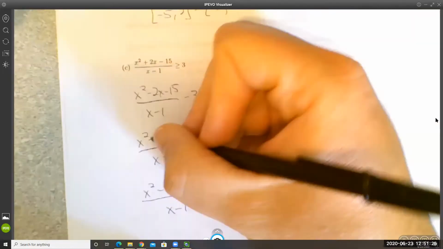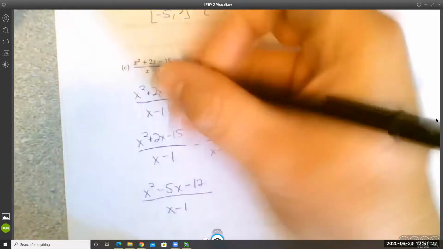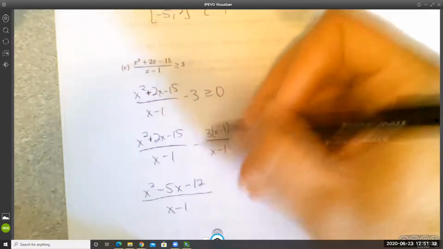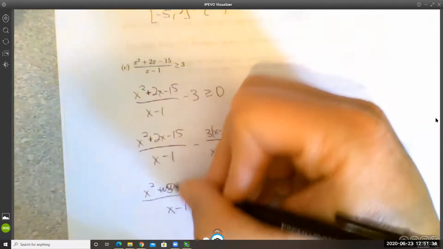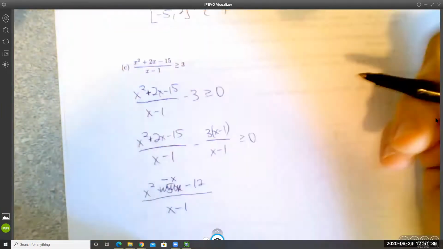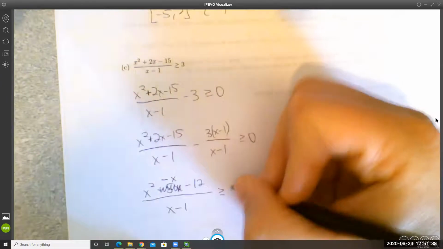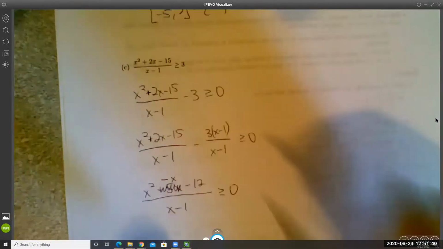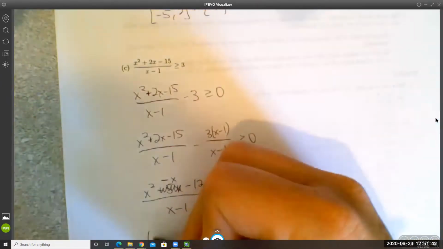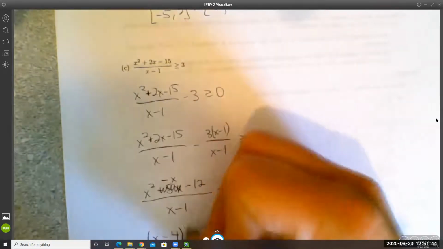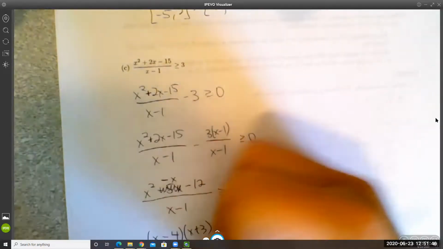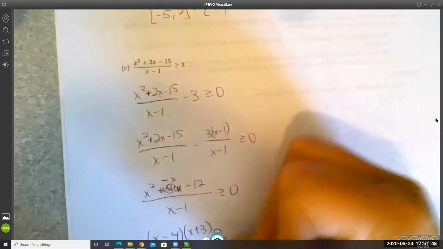Oh, I apologize. This should be a plus. I don't know why it became a minus when I wrote it down. It should be a plus 2x. So that makes this a negative x, right? A negative x instead of a negative 5x. My apologies. Okay, now I need to factor that numerator. It's going to be x minus 4 times x plus 3.